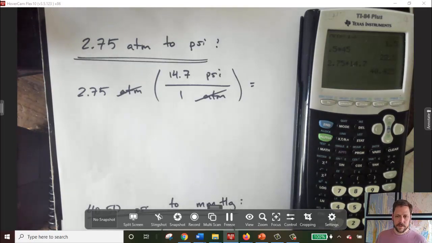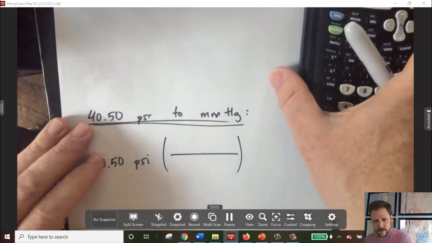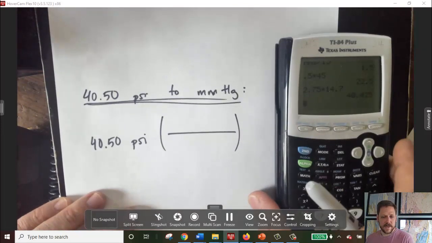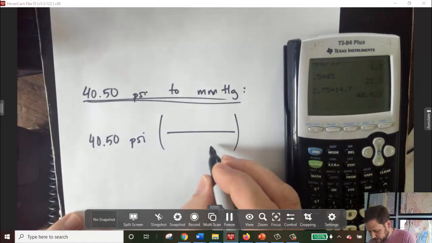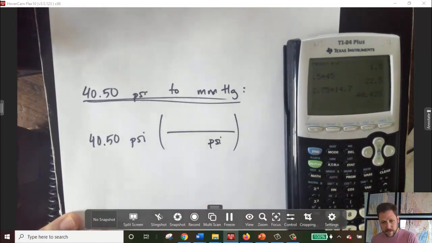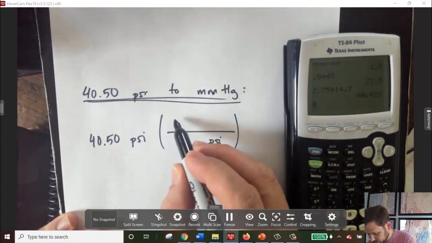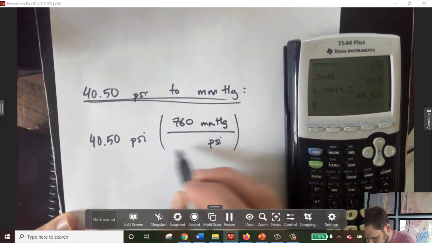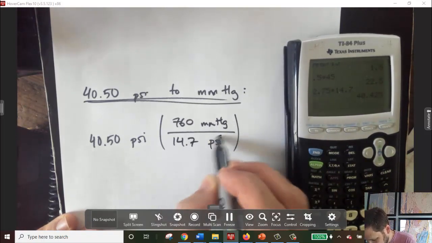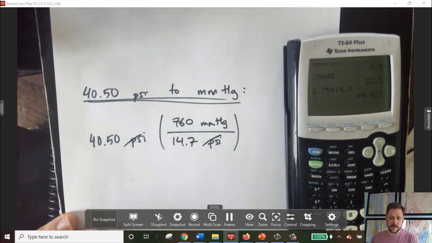How about the second question, though? The second question is asking to go from PSI to millimeters of mercury, and we don't know how many millimeters of mercury are in one PSI. We can still set up the conversion factor because we know how many PSI are in a certain number of atmospheres. One atmosphere is 760 millimeters of mercury, and one atmosphere is 14.7 psi. So that's a valid conversion factor also.